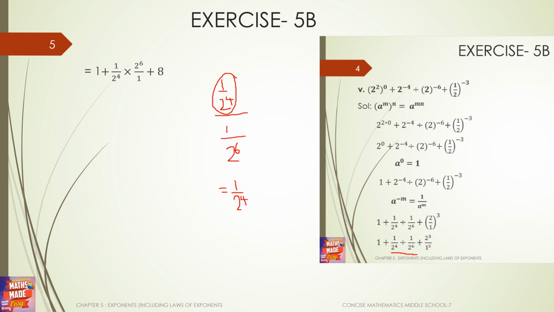Now this division will change into multiplication, and this fraction in the denominator will be changing into reciprocal, that is, which is there on the denominator will come to the numerator and the numerator will go into the denominator. So when you multiply the numerator, now you will get 2 to the power of 6 by 2 to the power of 4.